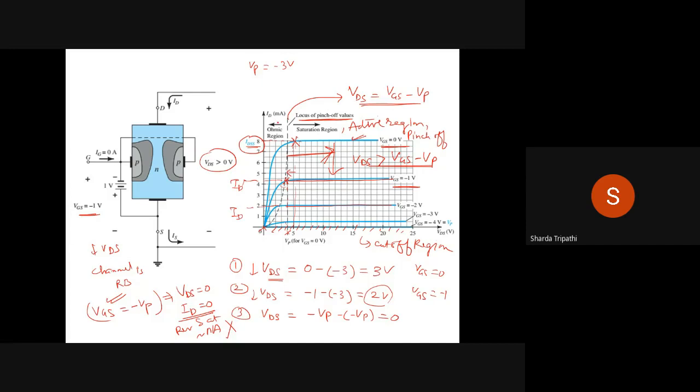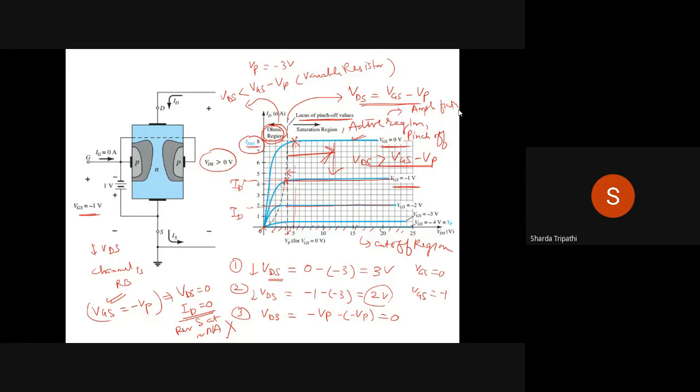And the third region is the region towards the left of this locus. The condition for this is VDS should be less than VGS minus VP, and we call this region the ohmic region. In the ohmic region, the resistance of the transistor is going to vary. Therefore, in this region, it is sometimes also used as a variable resistor, whereas in the active region, the transistor is used for the purpose of amplification.